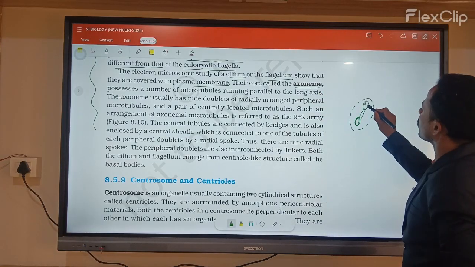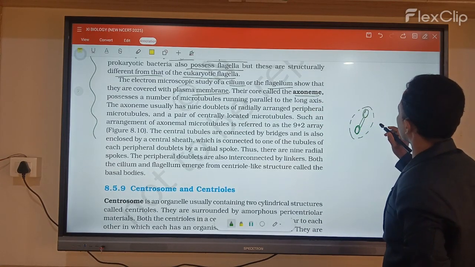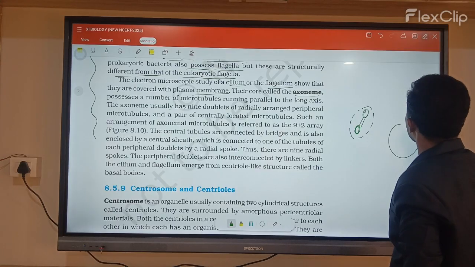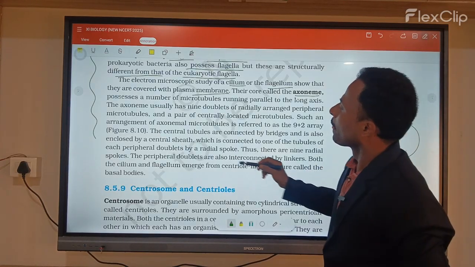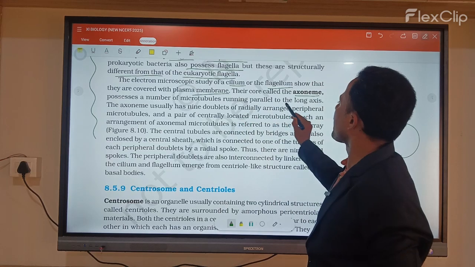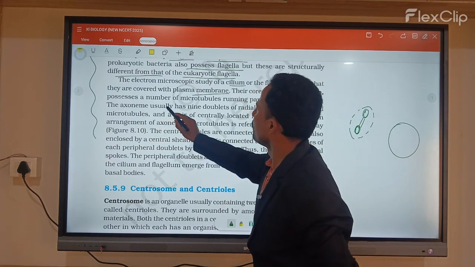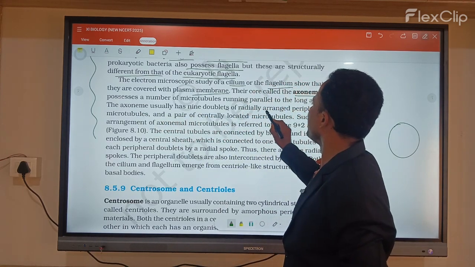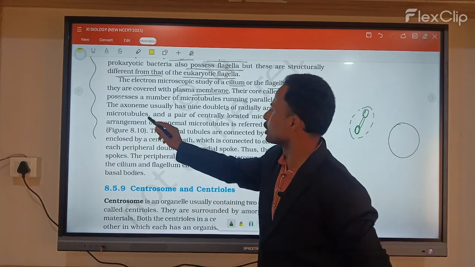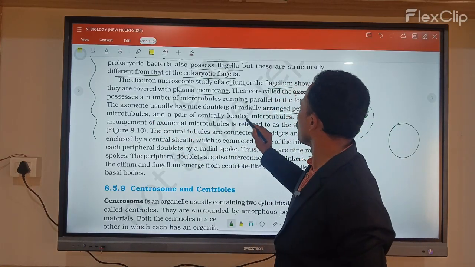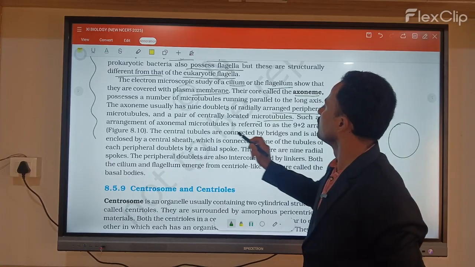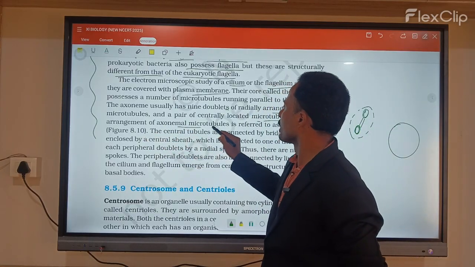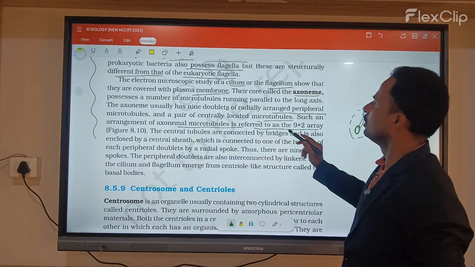The center of the core is called what? Axoneme. This center part is called an axoneme. It possesses a number of microtubules running parallel to the axis. The axoneme usually has 9 doublets radially arranged as peripheral microtubules, and a pair is centrally located. Such an arrangement of axoneme microtubules is referred to as a 9+2 arrangement.